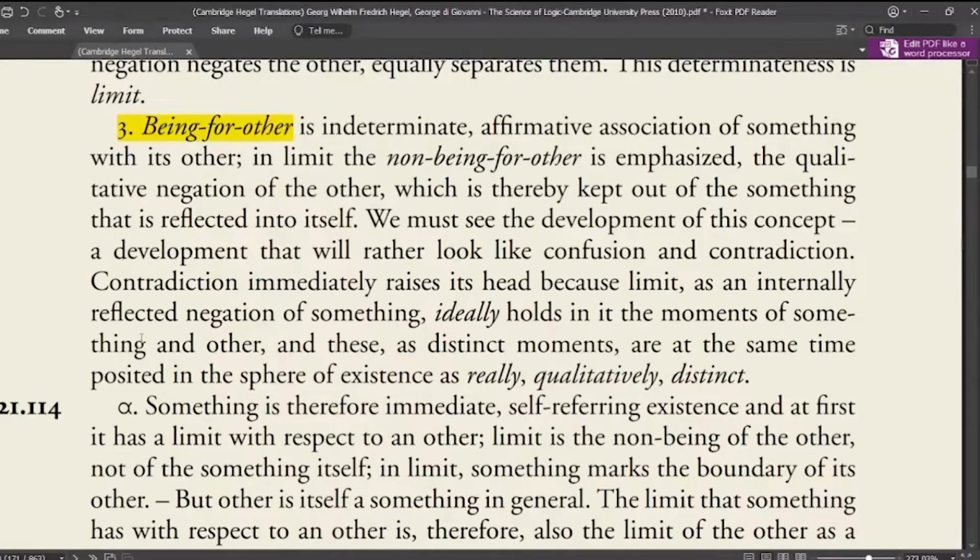Contradiction immediately raises its head because limit, as an internally reflected negation of something, ideally holds in it the moments of something and other, and these, as distinct moments, are at the same time posited in the sphere of existence as really qualitatively distinct.